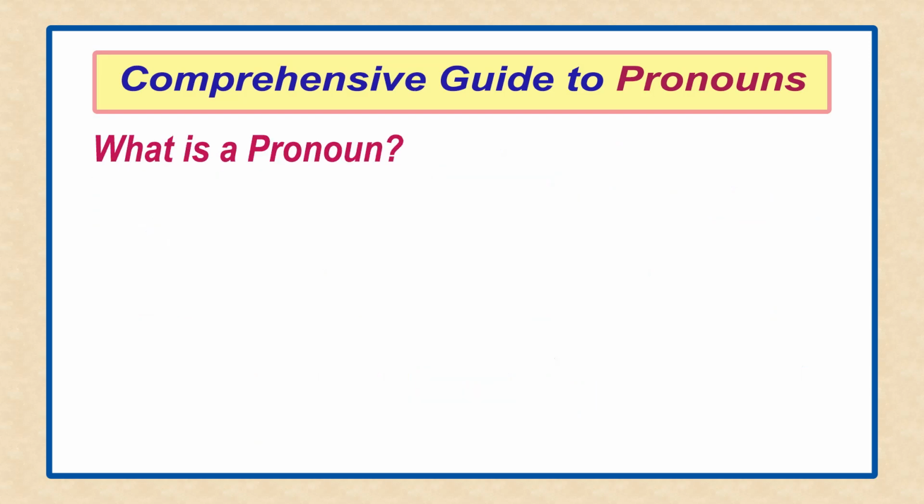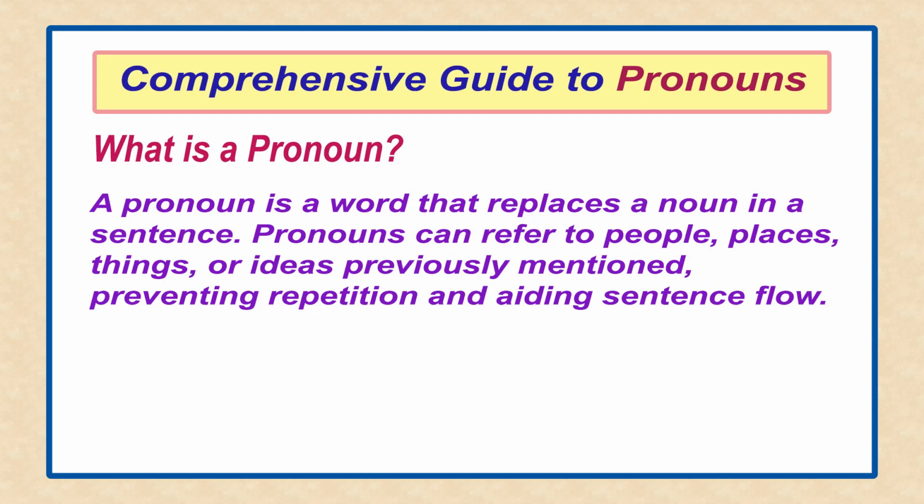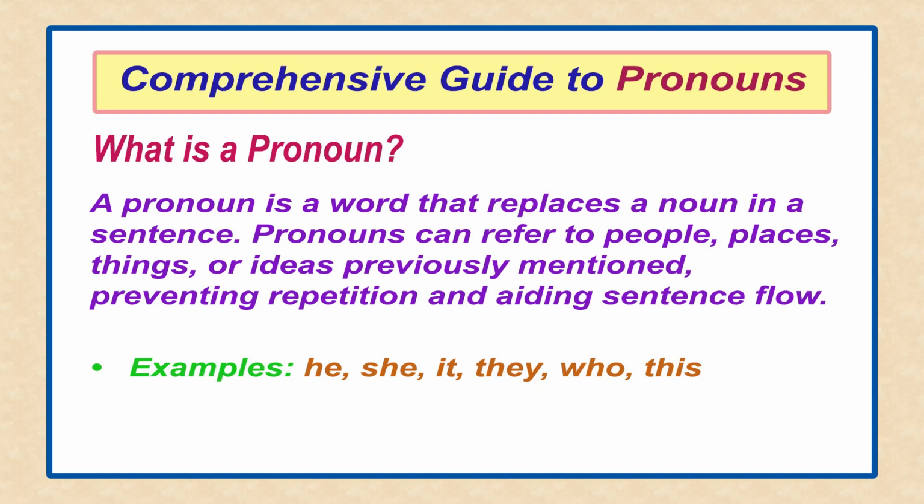What is a pronoun? A pronoun is a word that replaces a noun in a sentence. Pronouns can refer to people, places, things, or ideas previously mentioned, preventing repetition and aiding sentence flow. Examples: he, she, it, they, who, this.